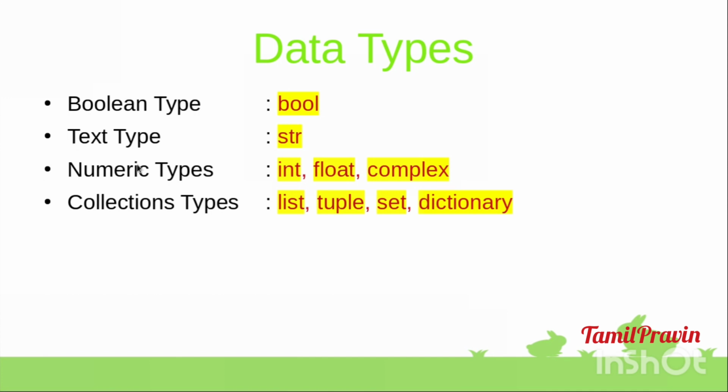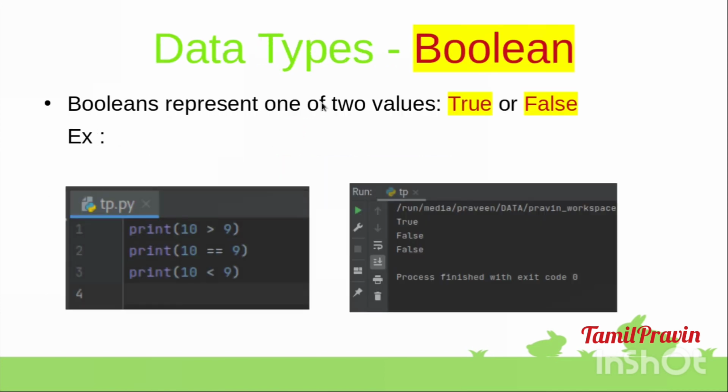In the text data type, we can use the string data type. In Boolean, we can use the Boolean data type, true or false. Let's see each one. The Boolean data type represents one of two values, true or false.